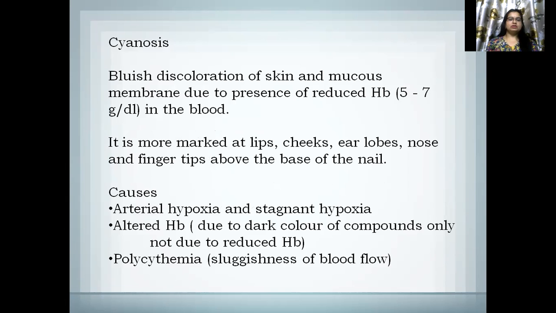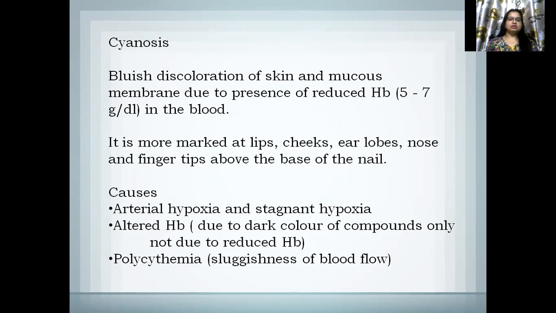Next is cyanosis. Bluish discoloration of skin and mucous membrane due to the presence of reduced hemoglobin at least 5 to 7 grams per deciliter in the blood. It is more marked at the lips, cheeks, earlobes, nose, and fingertips above the base of the nail.